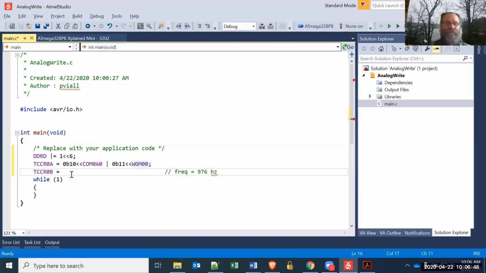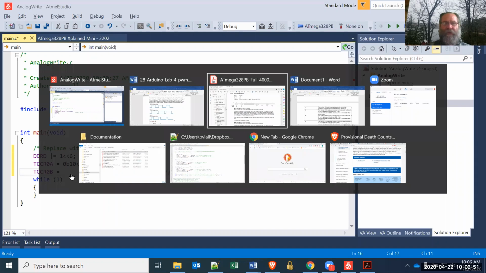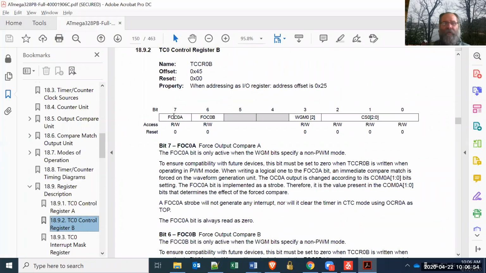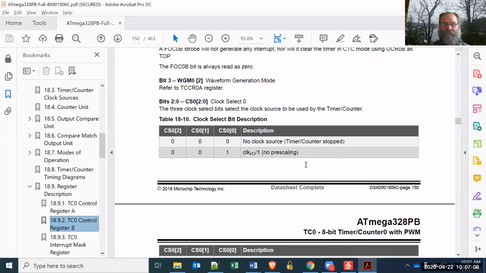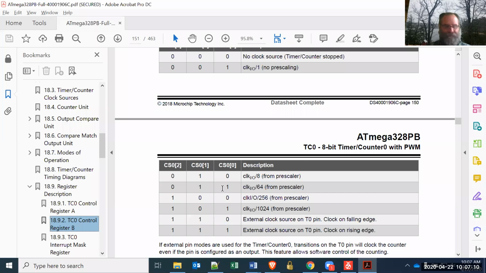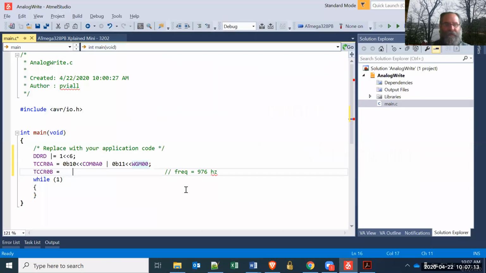All right, so let's go back to the documentation. These 2 bits are going to be 0. That bit's going to be 0. And I'm going to make this divide by 64, which is 0, 1, 1. Okay, so I go back to this, and 0B0, WGM02, 0B011, CS00.